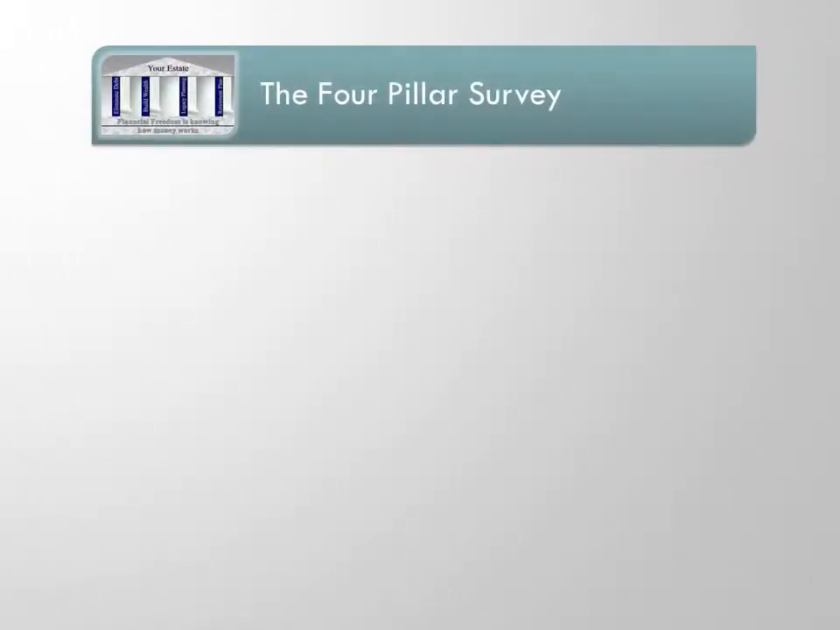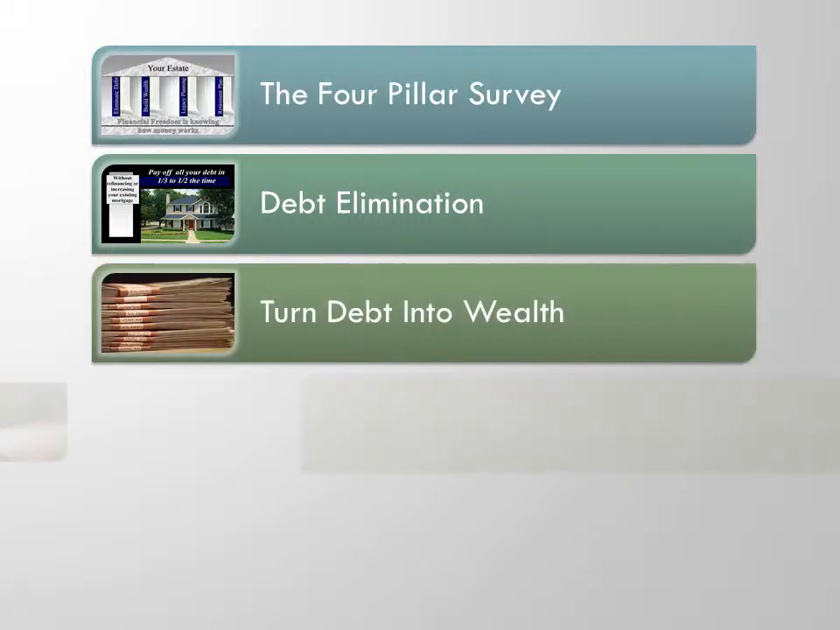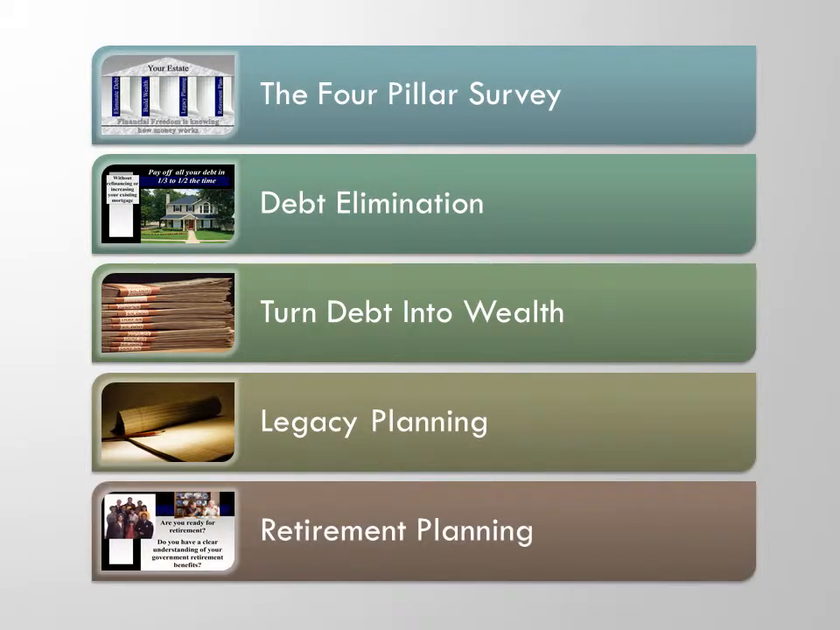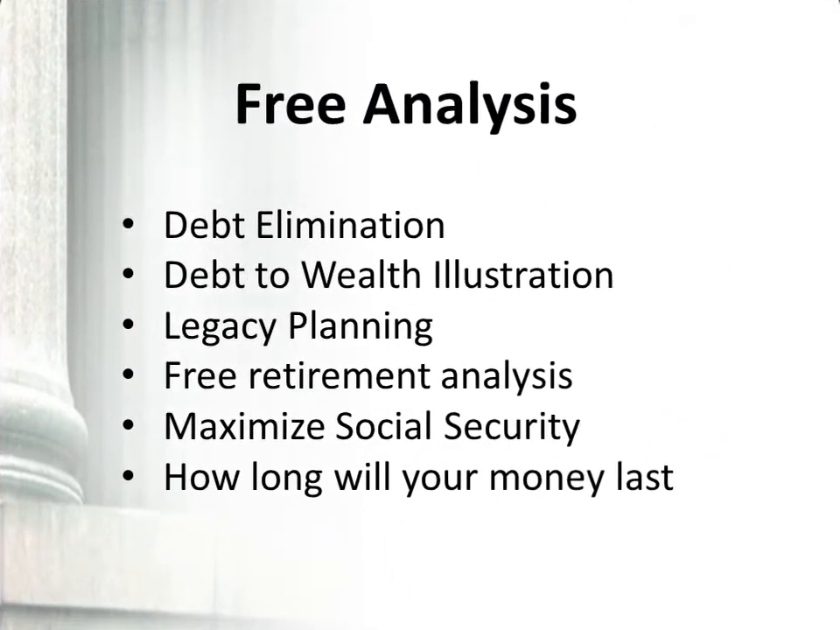Where do you go from here? Well, the next thing you want to do is take the 4-pillar survey. We're not trying to sell you anything. We are trying to educate you. The 4-pillar survey is going to show you the things you may not know. It takes 5 minutes. You go through the survey, you check the boxes of the things that you're interested in, and it covers the 4 areas: debt elimination, turning debt to wealth, legacy planning, and retirement planning.